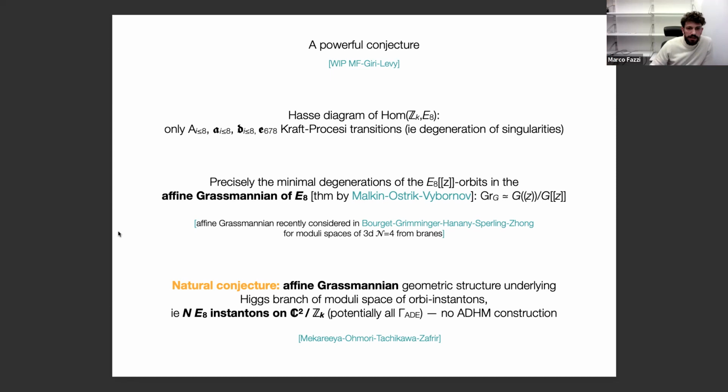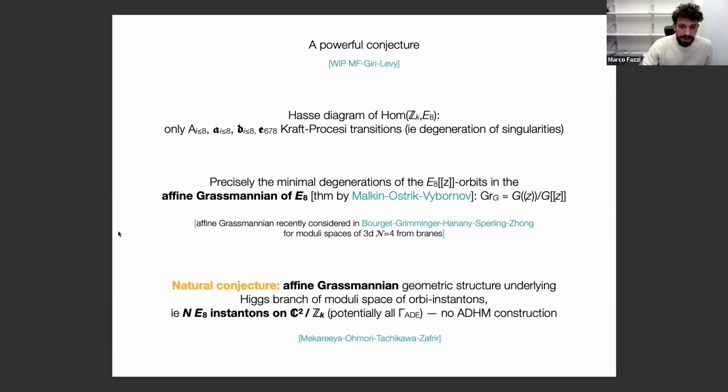Okay, let me slightly rephrase it by saying that maybe this is another way of presenting that. Maybe this has to do with the moduli space of N E8 instantons on this singularity. I don't know. It's just that this is a powerful observation, the fact that in this hierarchy of flows for orbi-instantons, we only get those transitions that are also included in the degenerations, in the partial order of the degenerations of the orbits of the affine Grassmannian of E8. And if you're not happy with this, let me get to an even more powerful conjecture.